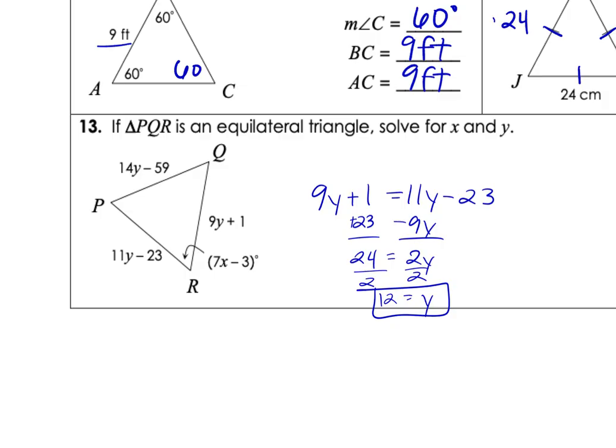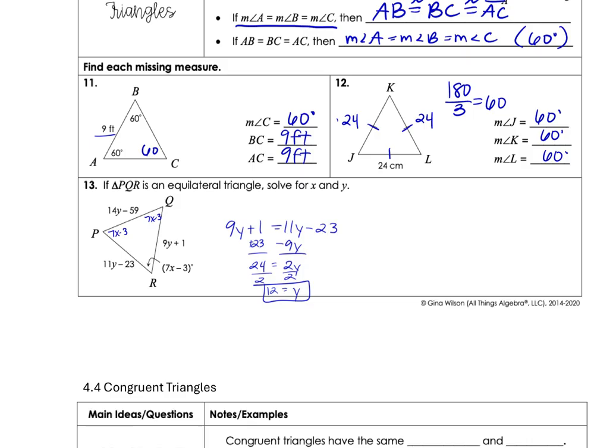7x minus 3 equals 60. Did anyone do it a different way? Did anyone add the 3 up and set it equal to 180? You totally can. I wouldn't. It's more work, right? But you know the 3 angles of a triangle always add up to 180. So if you forget the fact that that has to be 60, you know they're all the same, set them equal to 180, and solve that. But this is definitely the quicker route. 7x minus 3 equals 60. So 7x equals 63. Divide by 7. x equals, what is that?